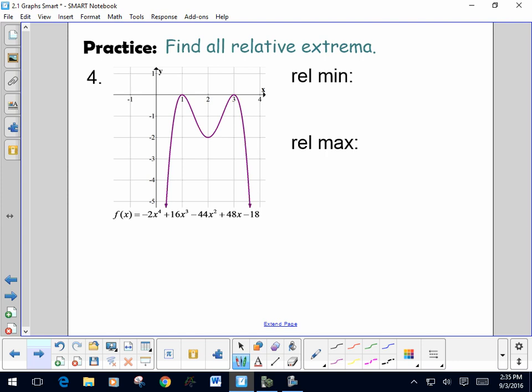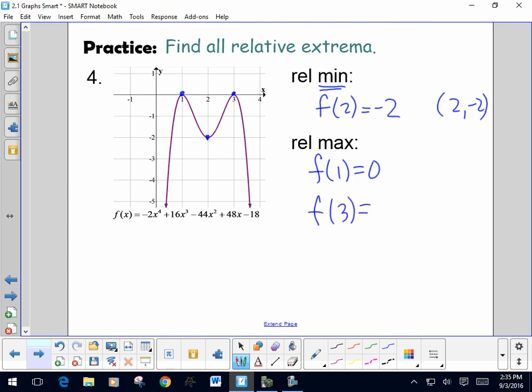So here's a function. Find the relative extrema. Well, if we're looking for a relative minimum, that would be right here. f(2) = -2, or you could write it this way. And this thing has 2 relative maxes. They actually also happen to just be maximums for this function, but they would also qualify as relative maxes. We have f(1) = 0, and f(3) = 0. Or you could write the point like this.